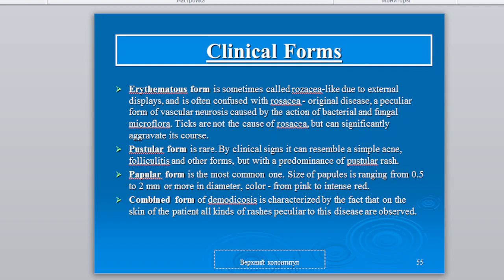Pustular form is rare. By clinical signs, it can resemble a simple acne, folliculitis, and other forms, but with a predominance of pustular rash. Papular form is the most common one. Size of papules ranges from 0.5 to 2 millimeters or more in diameter, color from pink to intense red. Combined form of demodicosis is characterized by the fact that on the skin of the patient all kinds of rashes peculiar to this disease are observed.